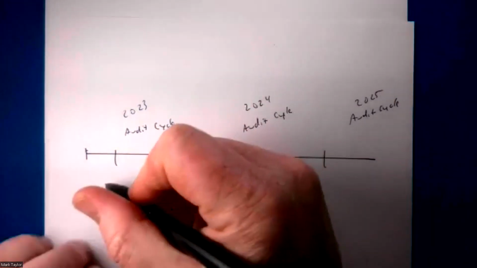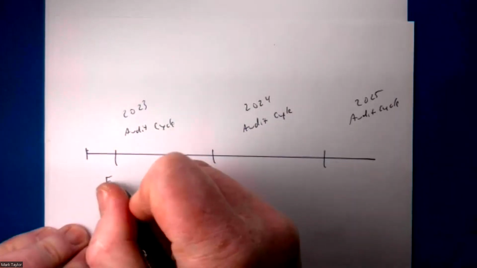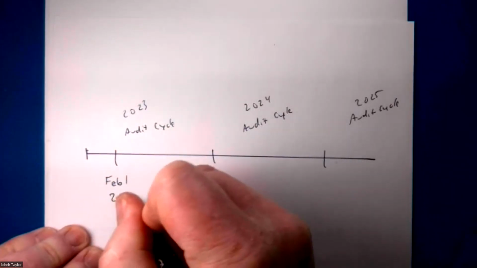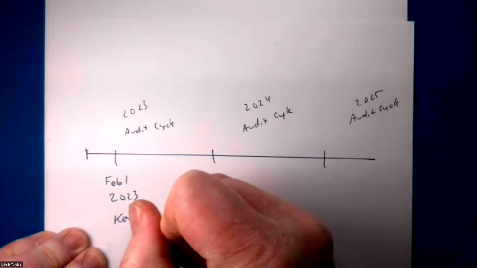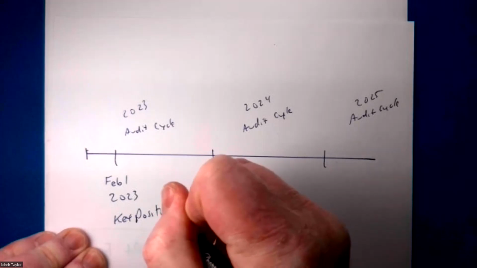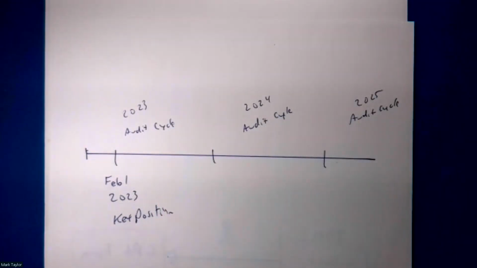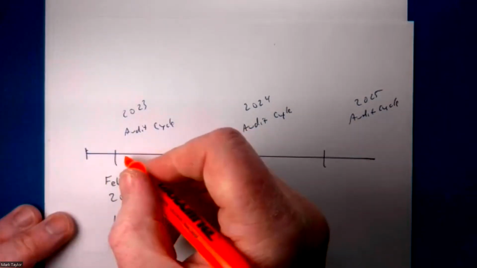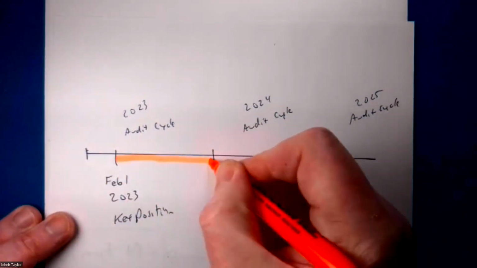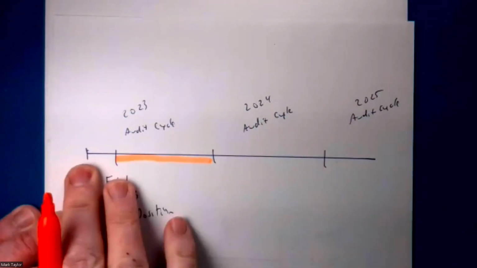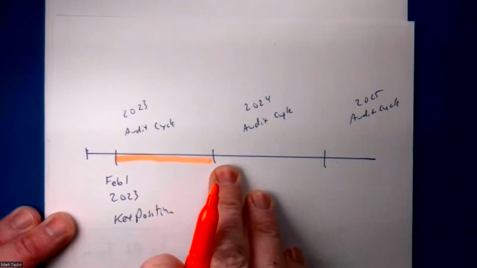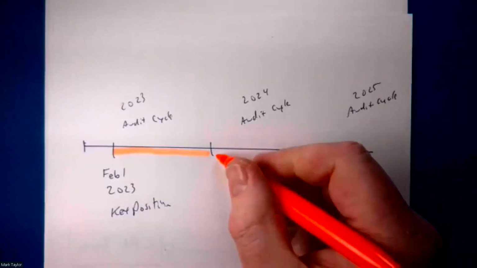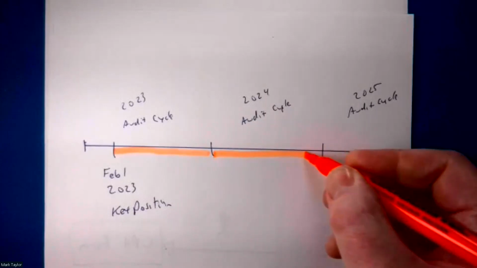So if you get an offer on, say, February 1st, 2023 for a key position, it has to be a key position. Okay, you can't do it for this audit cycle because you weren't offered for the complete one. You were working on it for a month. But you have to do a complete audit cycle. So you have to complete here.